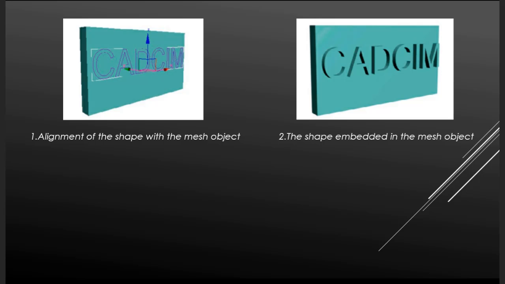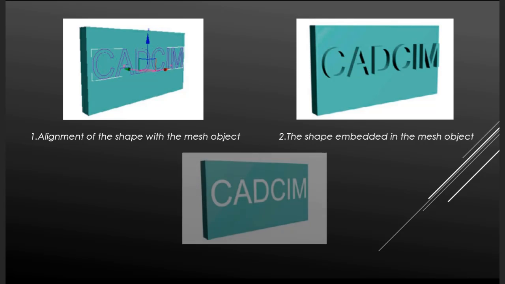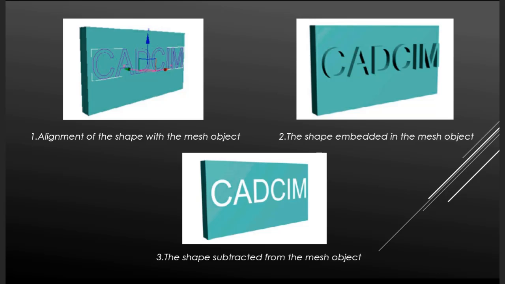To view the Shape Merge object with the embedded shape in it, select the Shape Merge object. Choose the Modify tab in the Command panel and select the Face Extrude modifier from the Modifier List drop-down list. In the Parameters rollout of the Face Extrude modifier, set the value in the Amount spinner. The shape will be embedded in the mesh object.